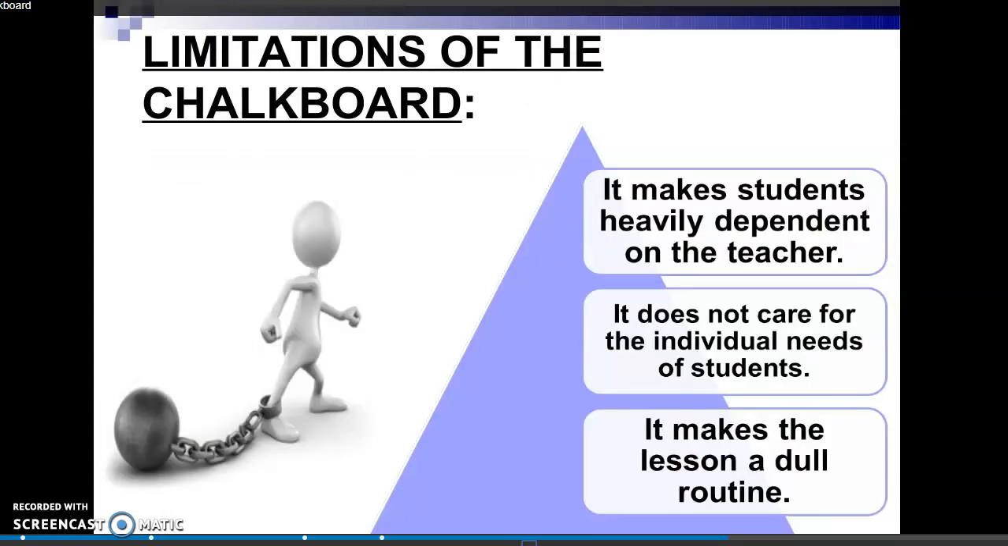So, limitations of the chalkboard. What kind of limitations can it give? Well, the teacher can face these while using the blackboard or the chalkboard in the classroom. So the first one is it makes students heavily dependent on the teacher. It does not care for the individual needs of students. It makes the lesson a dull routine.